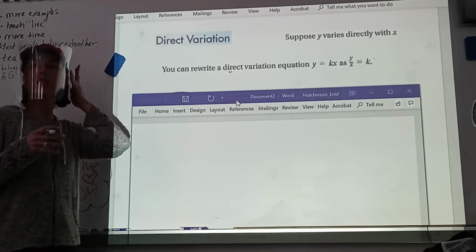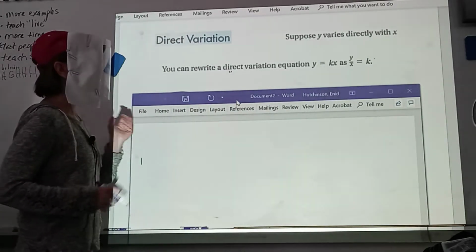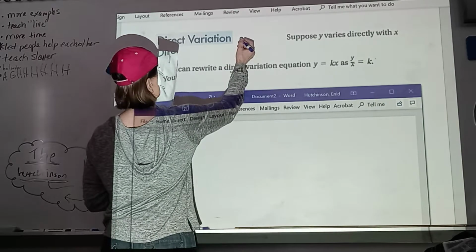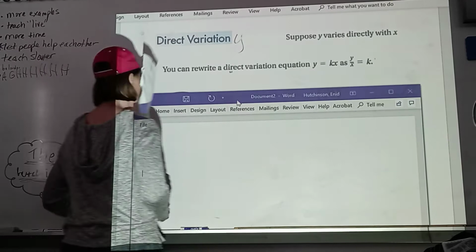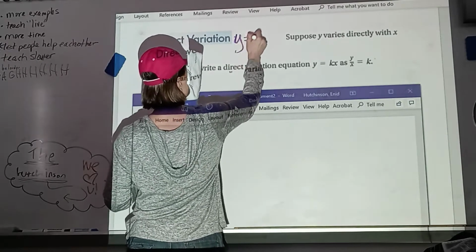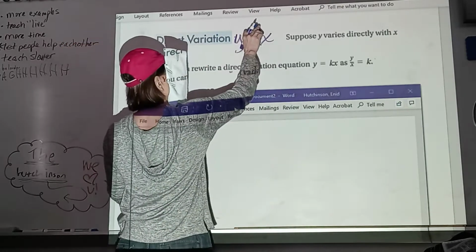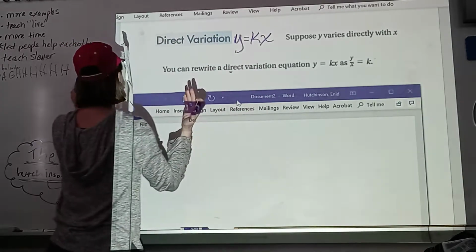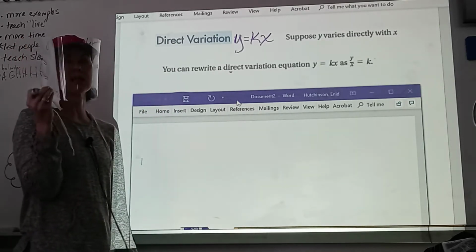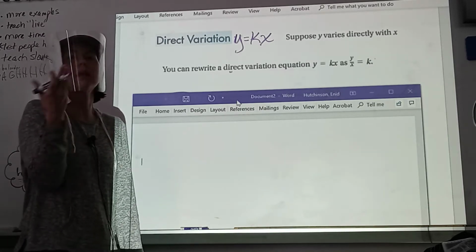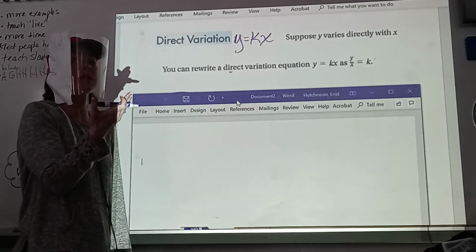Direct variation is going to be very similar to our slope-intercept form. The direct variation formula is y equals kx, okay? This is one of those things that we're just going to have to get to know, the way that the question is going to be asked of you. It's going to sound weird, but at least I'm telling you what it's going to sound like so that when you see it and read it, you'll know exactly what it's saying.